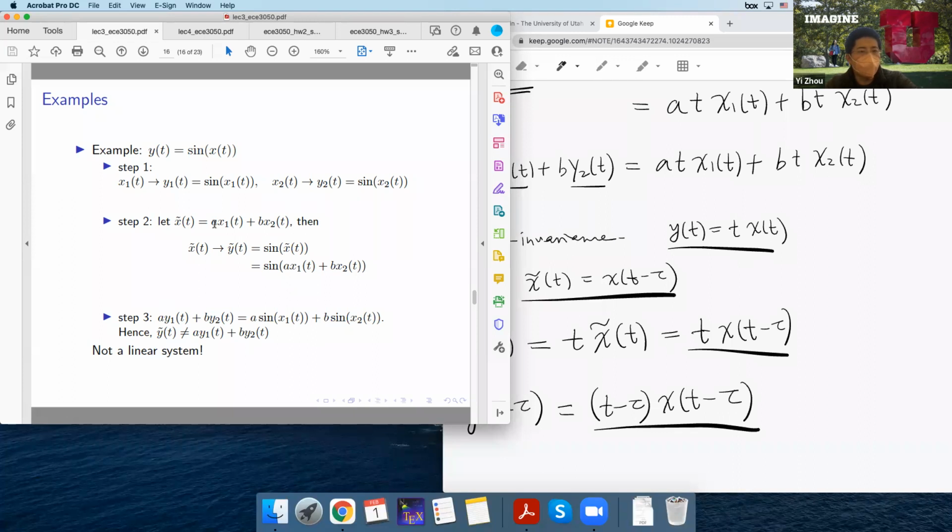So we know from the first step that y1 is sine x1, y2 is sine x2. So a times y1 plus b times y2 is a times sine x1 plus b times sine x2. And we can see that they are not identical. So this is not a linear system because sine is in general not a linear function. We have sine of ax1 plus bx2. In general, this is not equal to a times sine x1 plus b times sine x2.